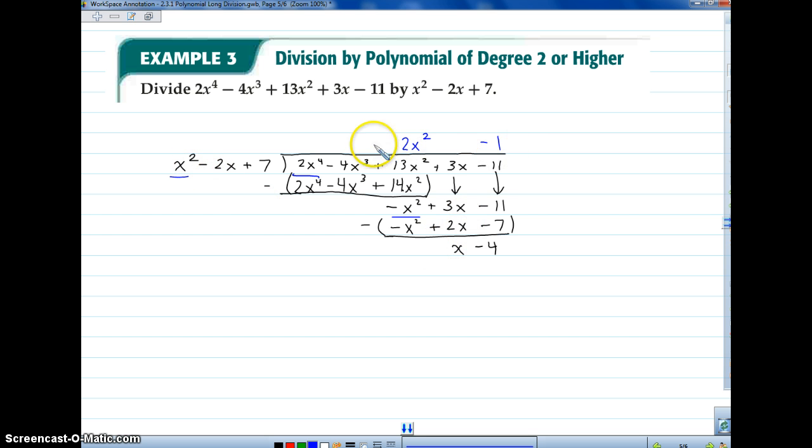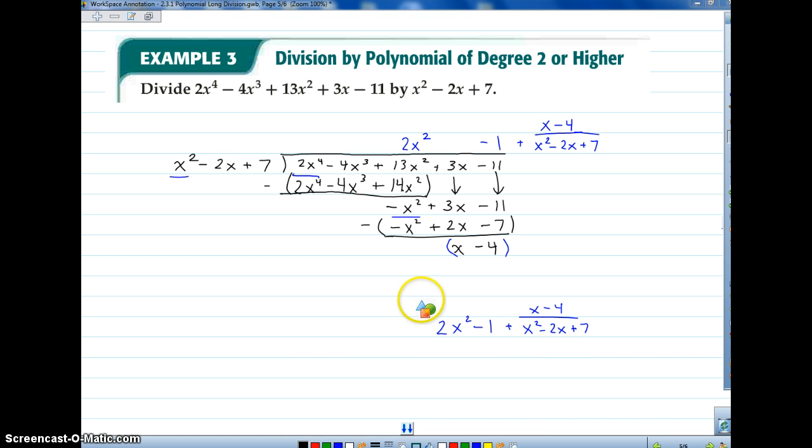And you can see that we filled in all of our columns. So this is going to be our whole remainder now. You can have an expression as your remainder. So my remainder is plus x minus 4 over x squared minus 2x plus 7. Okay, and you can push this together if you want and write it as a final expression like this. That is your answer.